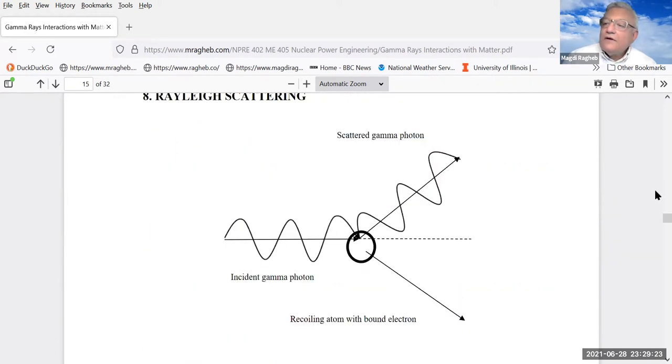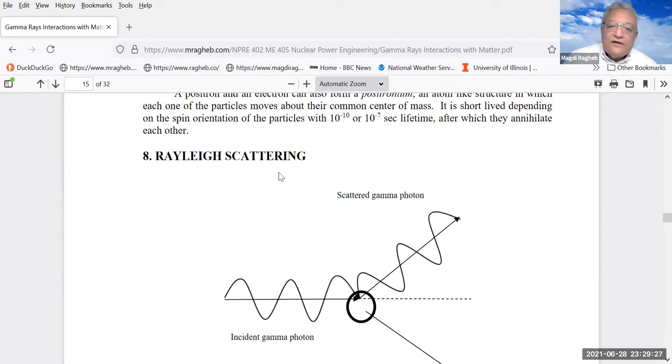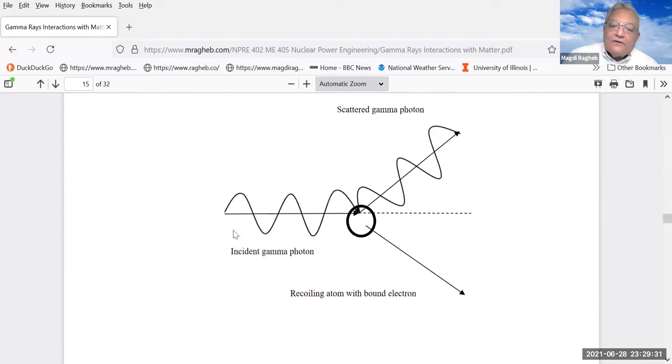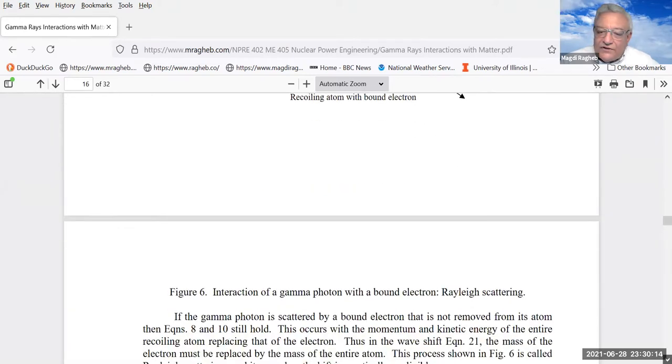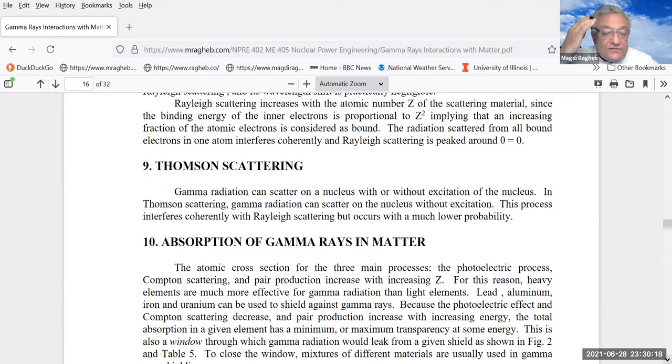So in that case, you find that it can also interact with the atoms. It's an atomic process called Rayleigh scattering. Light or gamma photons can interact with any atom by having an incident gamma photon basically impart some of its energy to the atom, so you get a recoil atom, but there is no ionization. There is no release of that electron because the binding energy is higher than the energy of the incident photon. So what happens in that case is that the incident gamma photon can just lose some of its energy to the recoil atom, the whole atom. The frequency of the light, or the gamma photon, decreases a little bit. There is also another process called Thomson scattering.